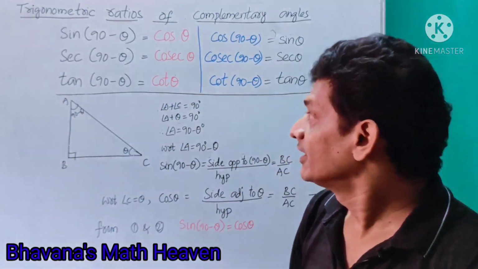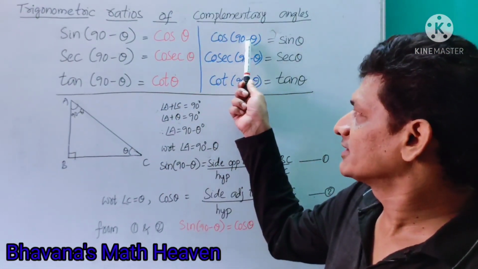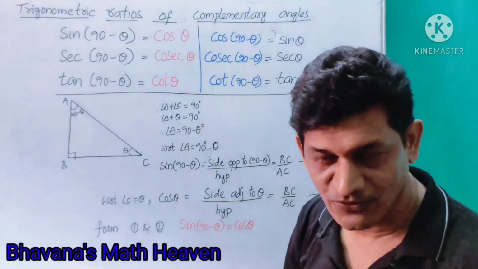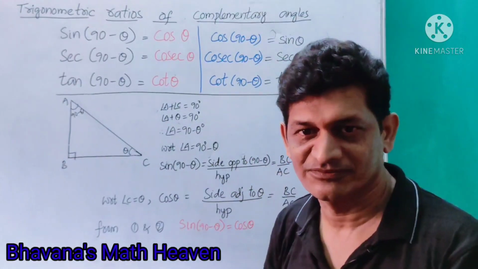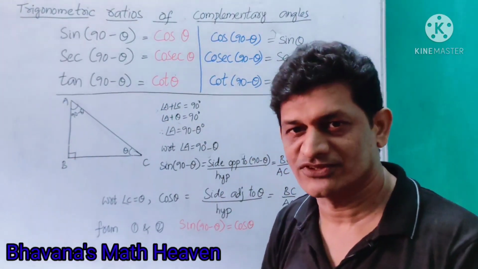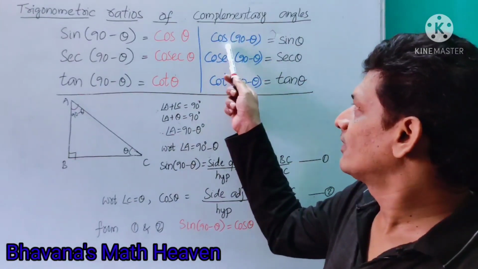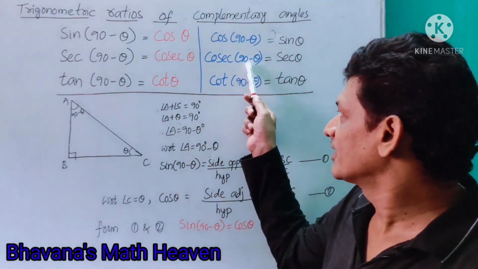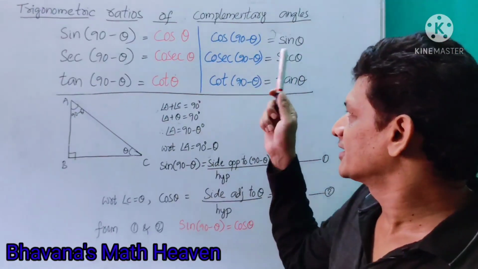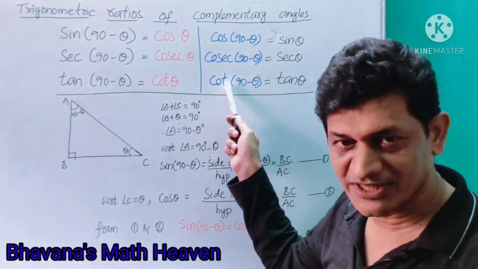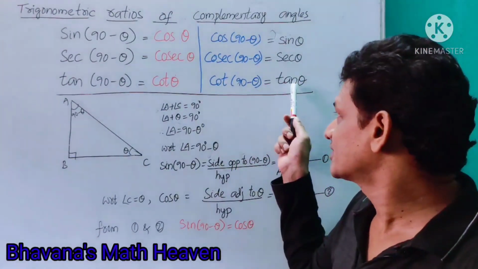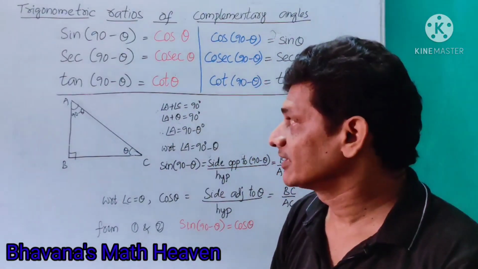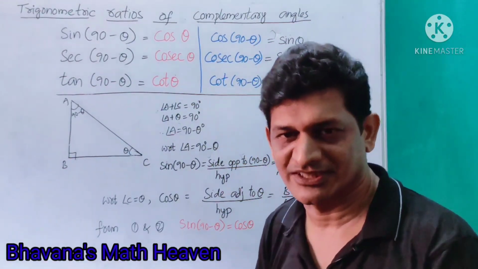And vice versa. If you want to convert 90 minus theta in terms of theta and the trigonometric ratio consists of CO, then you have to remove that CO. In cosine, if you remove CO, it becomes sine. So cos 90 minus theta is sine theta. Similarly, cosecant 90 minus theta, if you remove CO, it becomes secant theta. In cotangent 90 minus theta, if you remove CO, it becomes tangent theta. So this is the simple technique to convert 90 minus thetas in terms of thetas.